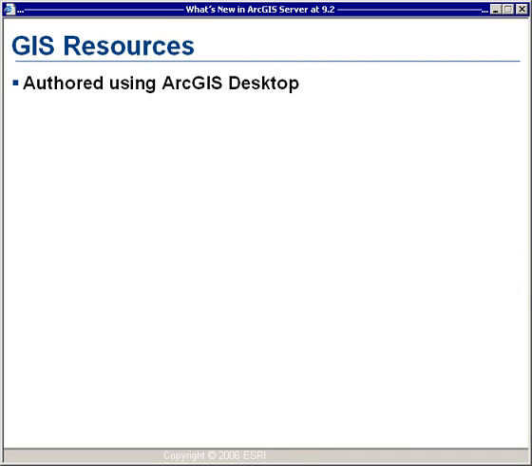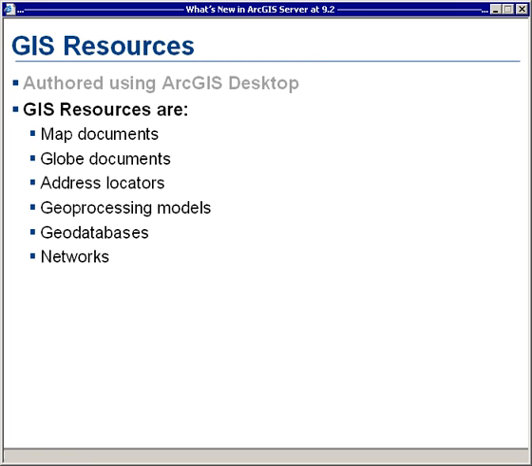ArcGIS Server experience begins by authoring GIS resources using ArcGIS Desktop. GIS resources are map documents, MXDs or PMF files, 3D documents created using the ArcGlobe application, address locators used for geocoding addresses, geoprocessing models authored using the ModelBuilder application, and geodatabases that can be used in a distributed geodatabase scenario. Also, it can be used for building networks and performing network analysis and services.